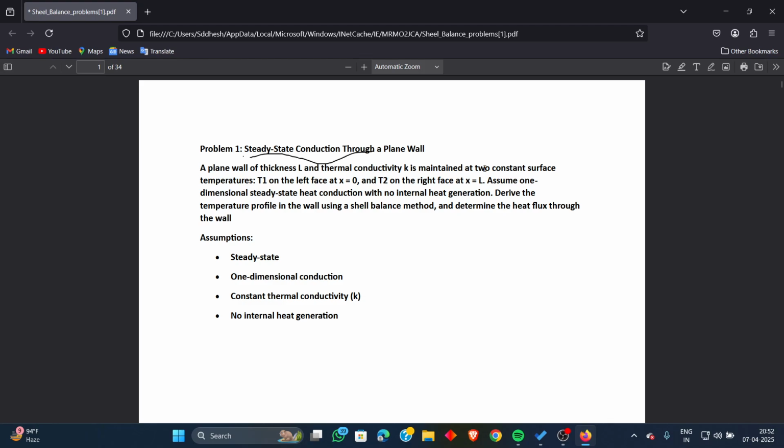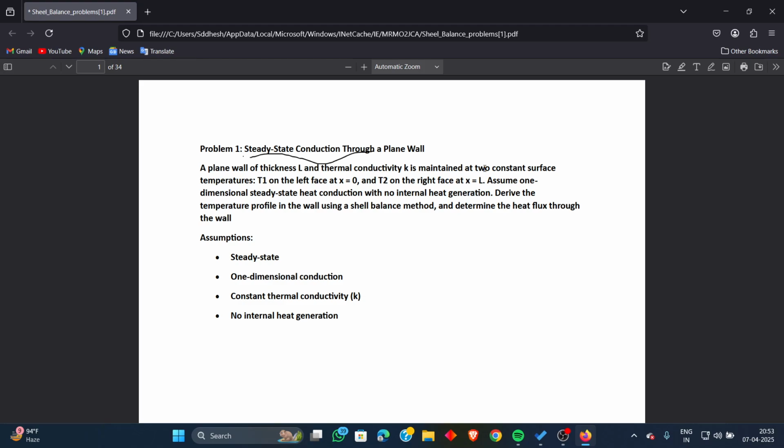A plane wall of thickness L and thermal conductivity K is maintained at two constant surface temperatures: T1 on the left face at x equal to 0 and T2 on the right face at x equal to L. Assume one-dimensional steady state heat conduction with no internal heat generation. Derive the temperature profile in the wall using the shell balance method and determine the heat flux through the wall.